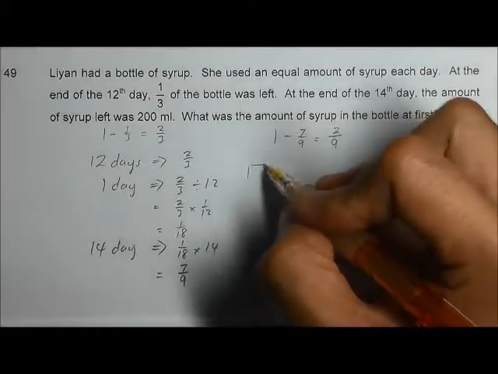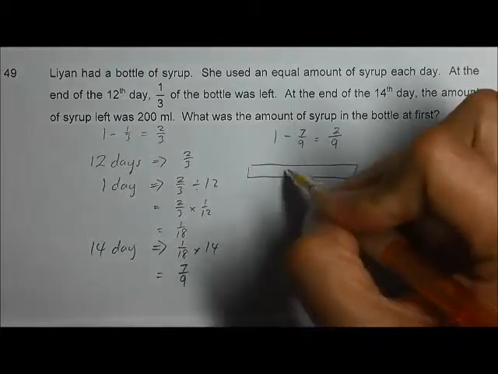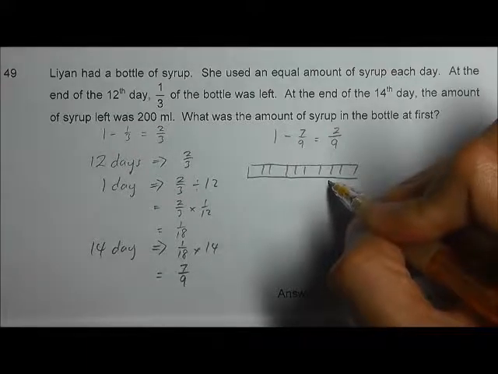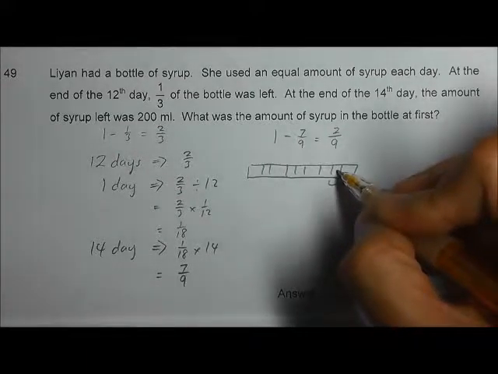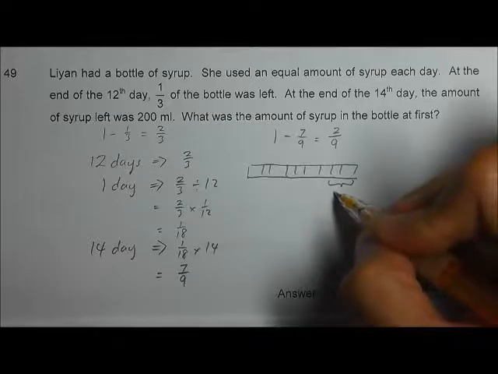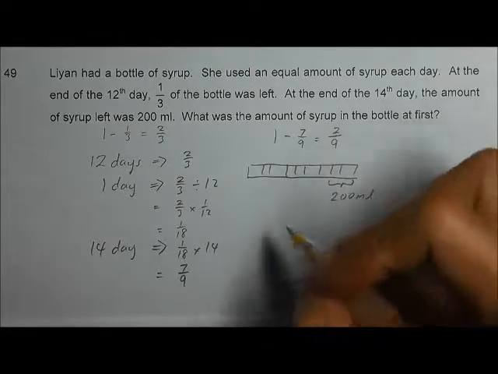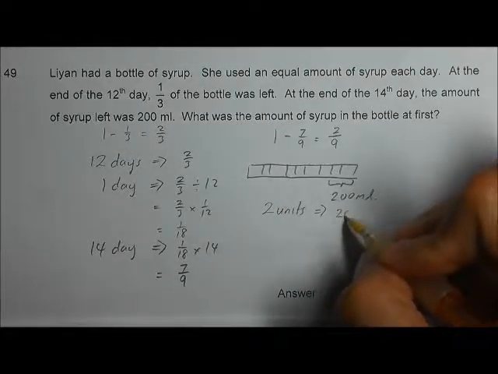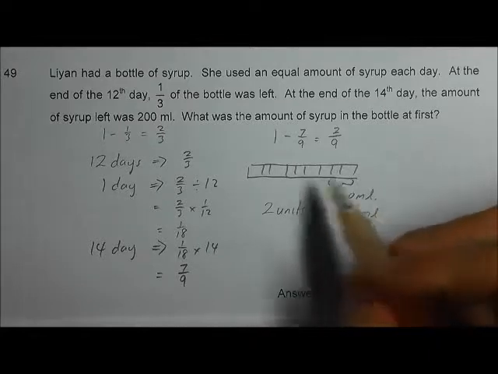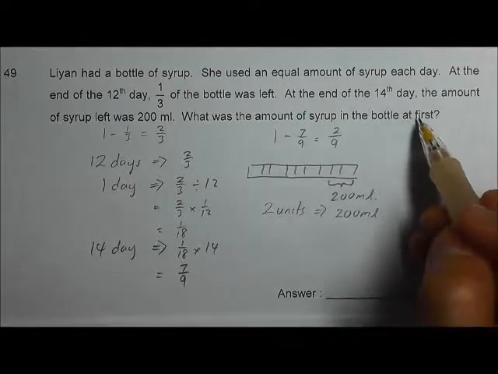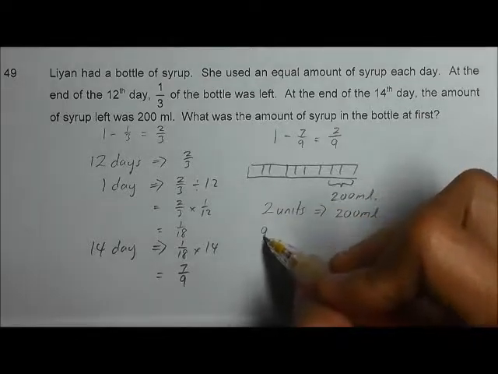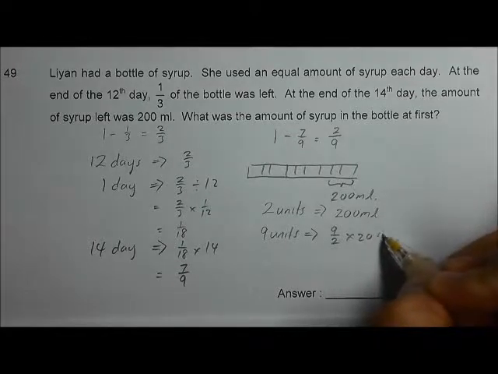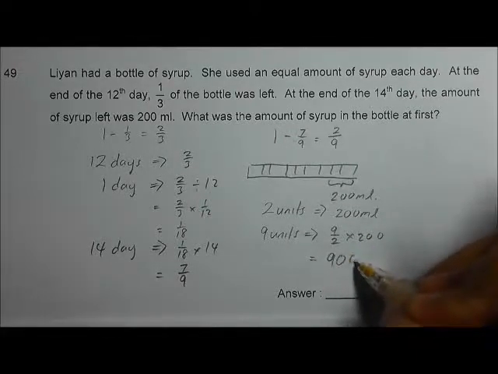Okay, we can represent this with a model. So total will be 9 units. And after 14 days, there's only 2 units left, which is 200 ml. So we know that 2 units is equivalent to 200 ml. So the amount of syrup in the bottle at first will be 9 units. So 9 units is equal to 9/2 times 200. With that, we will get 900 ml.